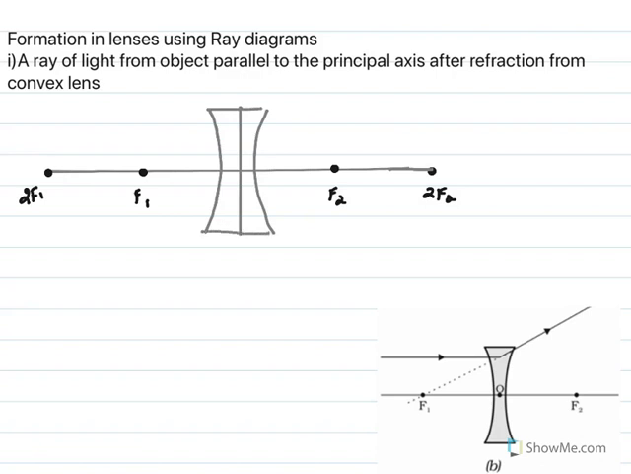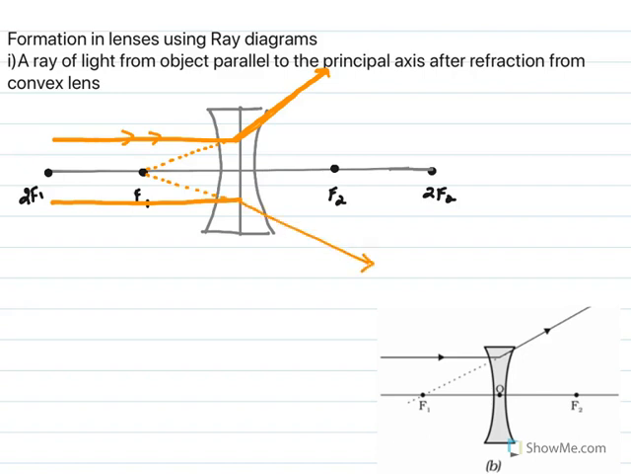The first ray that we take is parallel to the principal axis. So here is a ray that is parallel to the principal axis. Now after refraction, this is a diverging lens, so it will diverge, but it will appear to come from the focus. So this will be the direction in which it will diverge. We'll take up another ray. Suppose here now we take a ray parallel to the principal axis, and it will diverge, but when it diverges, it will appear to come from the focus. So here it will diverge in this direction.